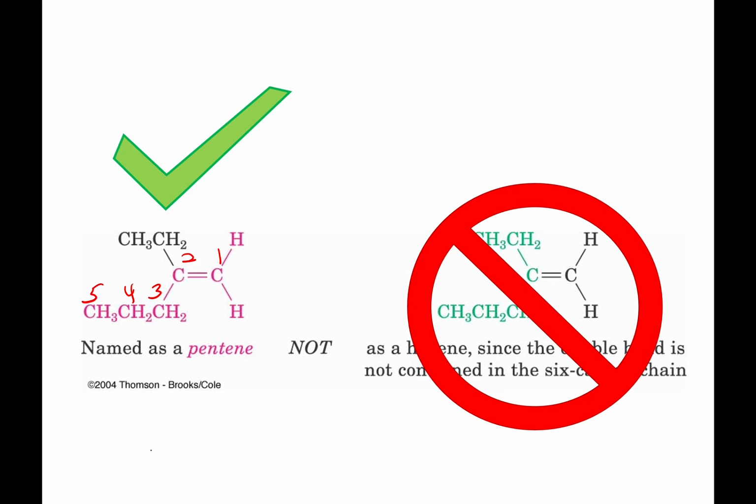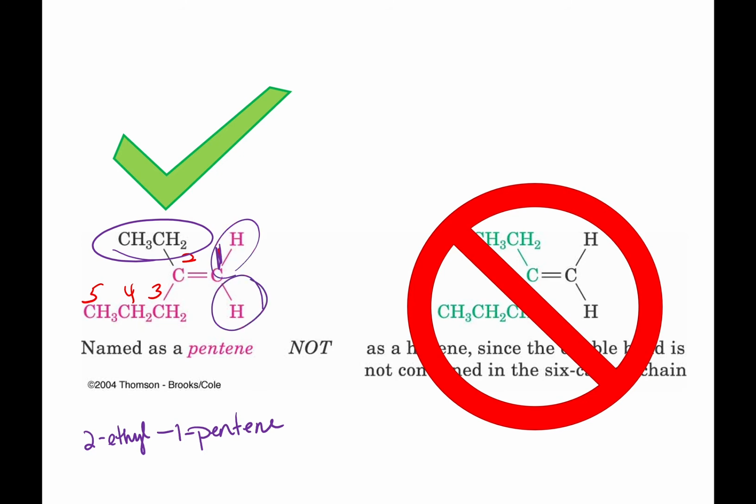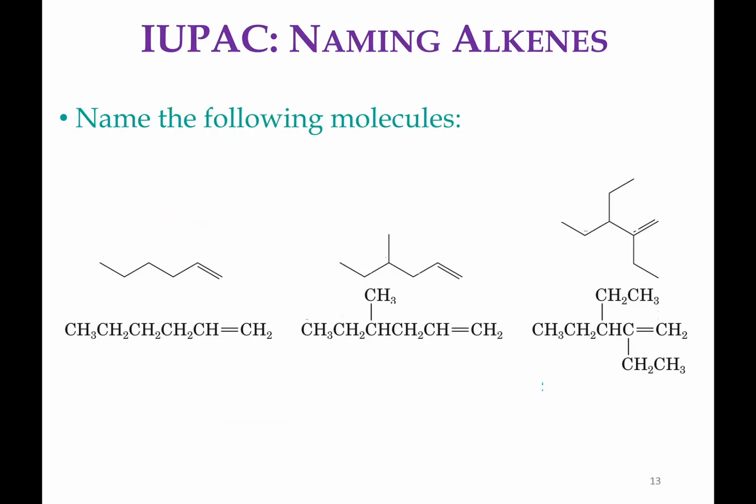This would be a pentene, so this would be 1 pentene. And there is an ethyl substituent at 2, so 2 ethyl. Is there cis-trans isomerism? No, because this carbon of the double bond has 2 hydrogens, so there is no cis-trans. So 2 ethyl, 1 pentene for that one.